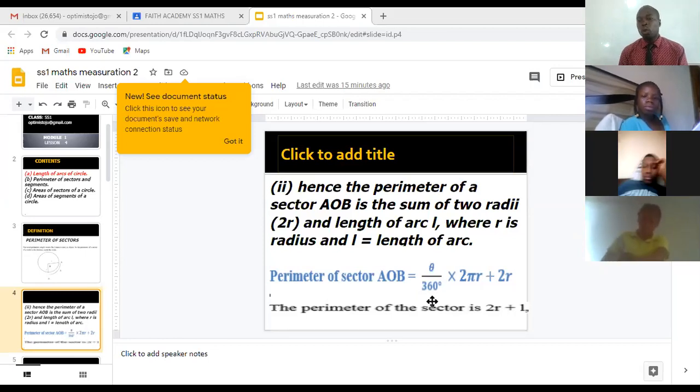In some textbooks, you will see D plus L. 2r is still the same thing as D. Is that okay? Your L is the length of an arc, which is theta over 360 times 2 pi r. I hope you can see my slide. Perimeter of a sector AOB is theta over 360 times 2 pi r plus 2r.